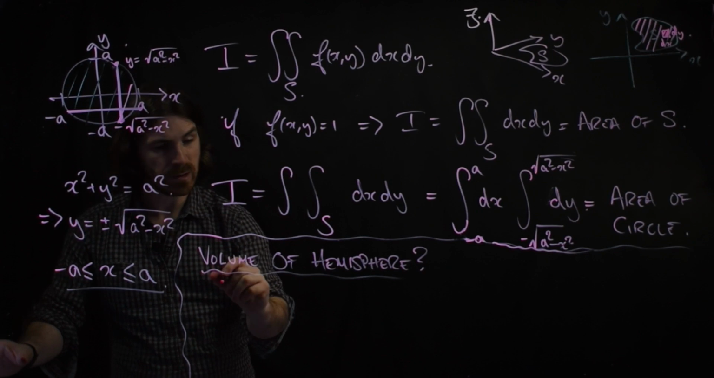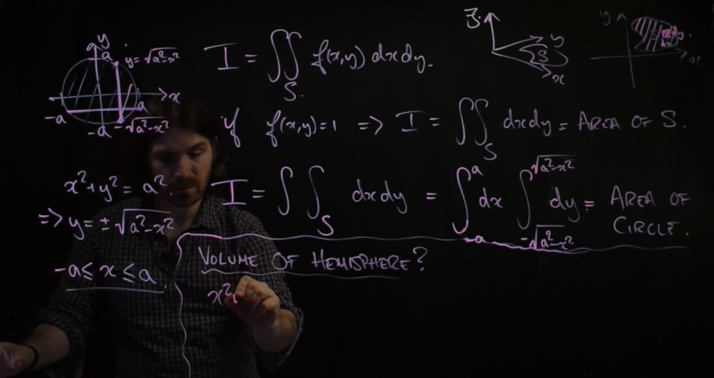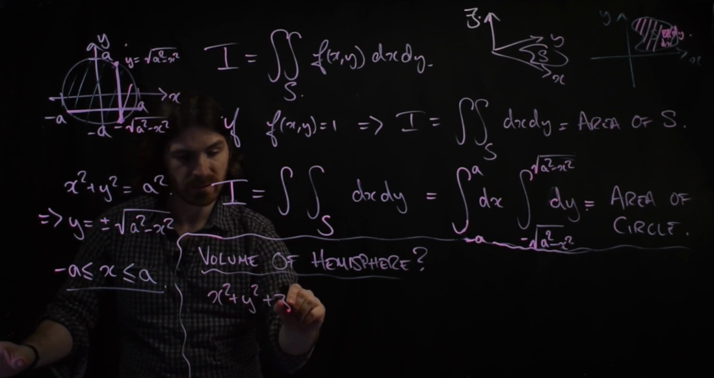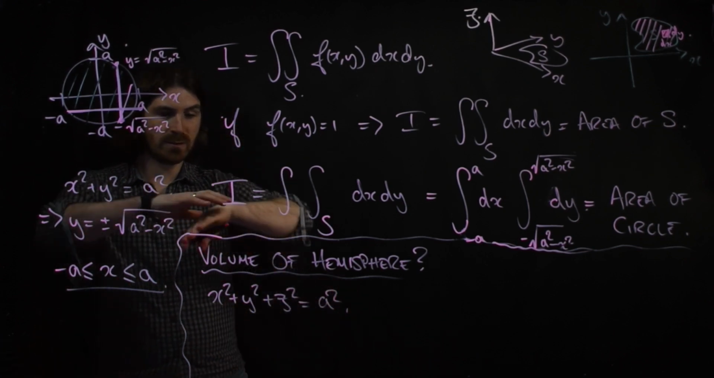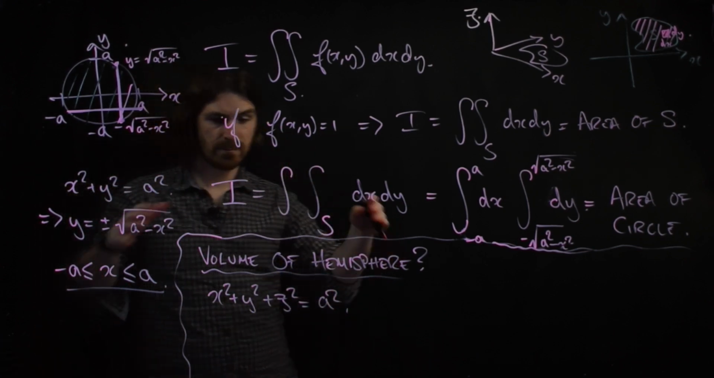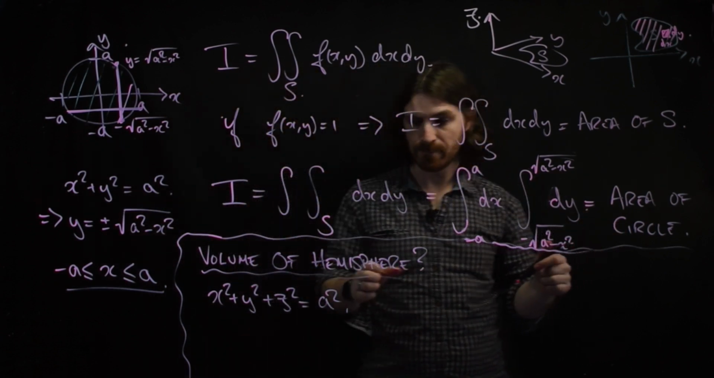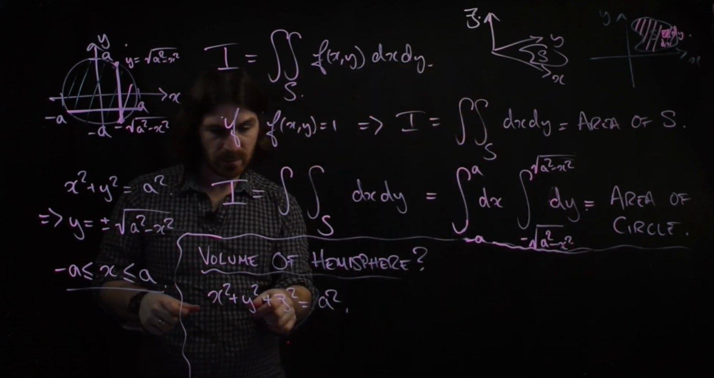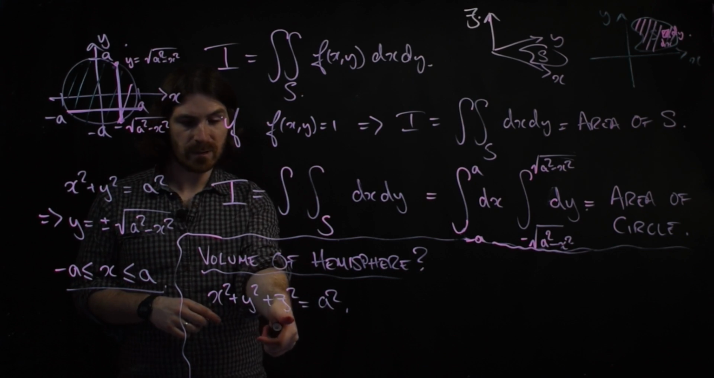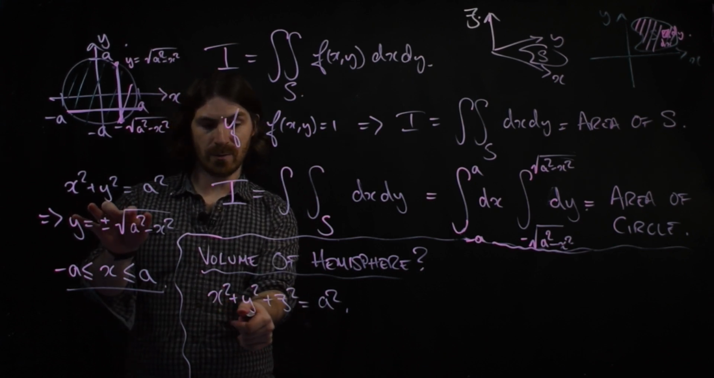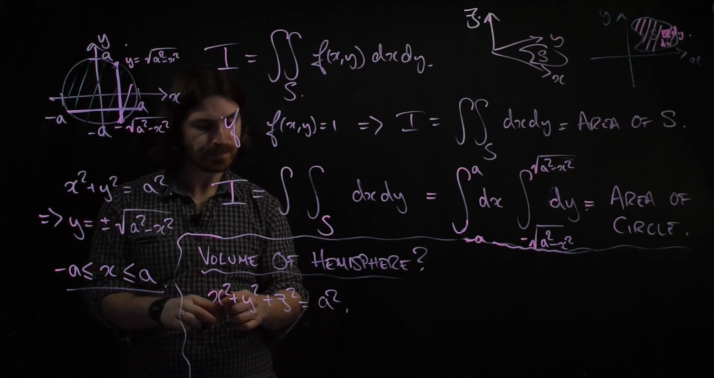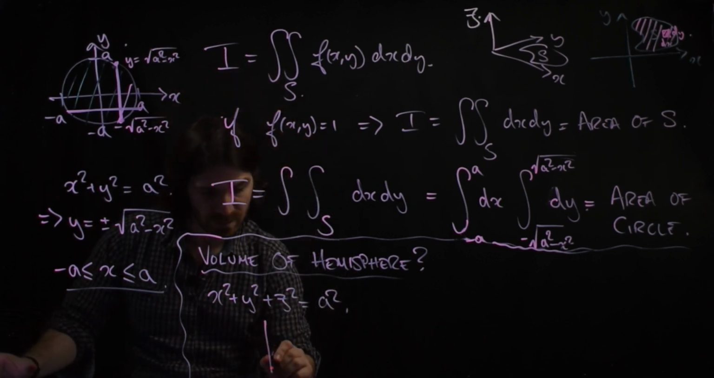Okay, so we know what the equation of a hemisphere is. It's x squared plus y squared plus z squared equals a squared. So this is a surface, the surface of a hemisphere. If z equals 0, if we're in the xy plane, then we retrieve the equation of our circle. We get x squared plus y squared equals a squared. Okay, so it looks like this.